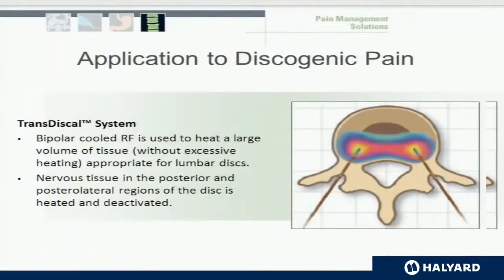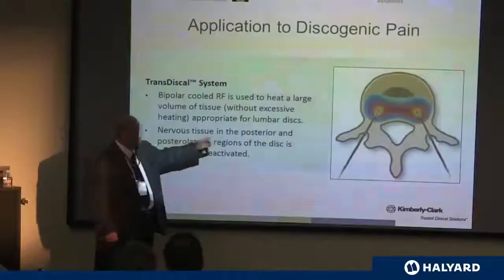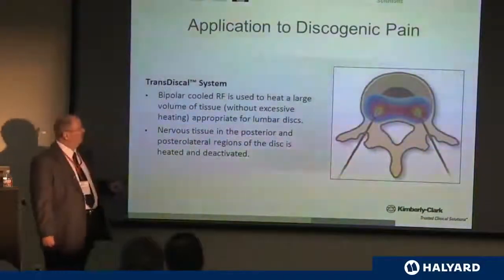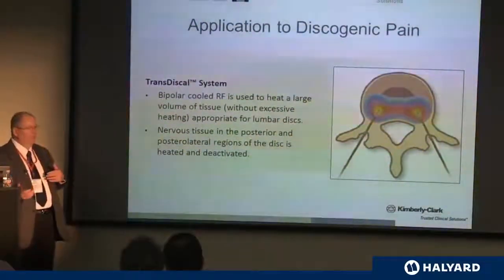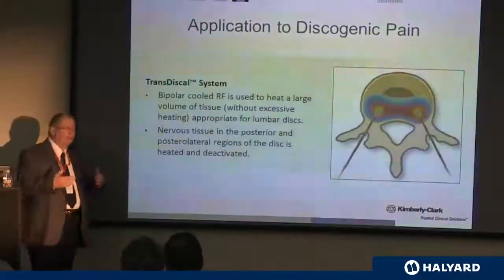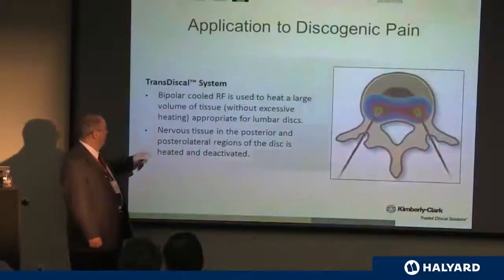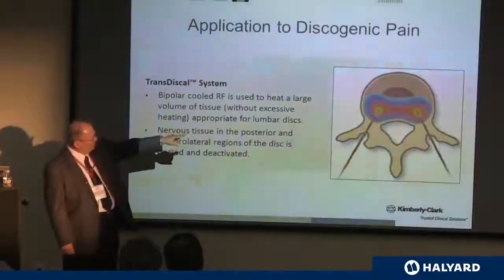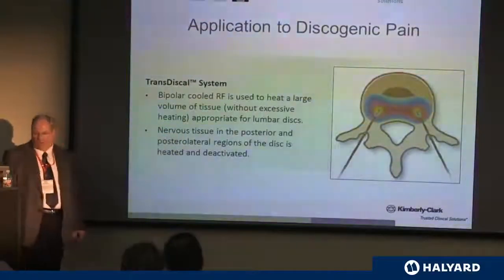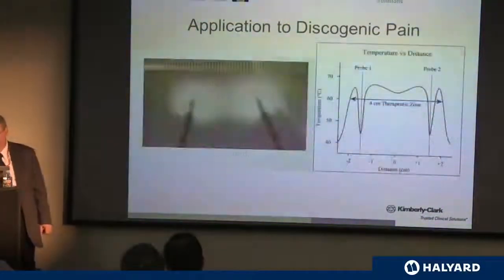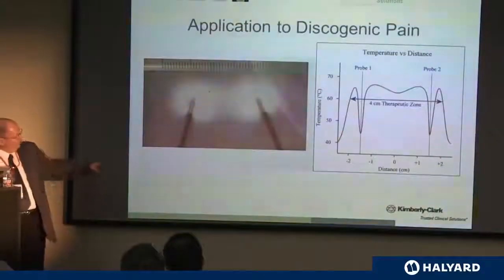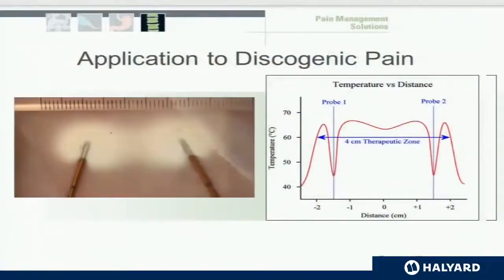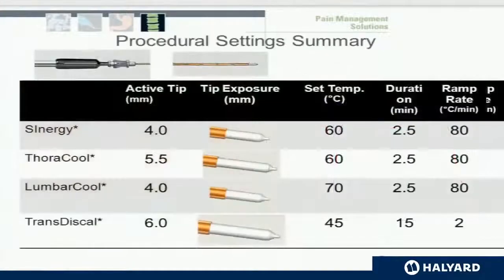This technique is being used in Transdisc. So again, two probes are inserted into the disc. You'll get more information about the angulation and the distance during the rest of the day. But it allows you then to create a very large lesion in the posterior aspect of the disc. And again, this is just showing how the temperature profile is generated and the size of the lesion.